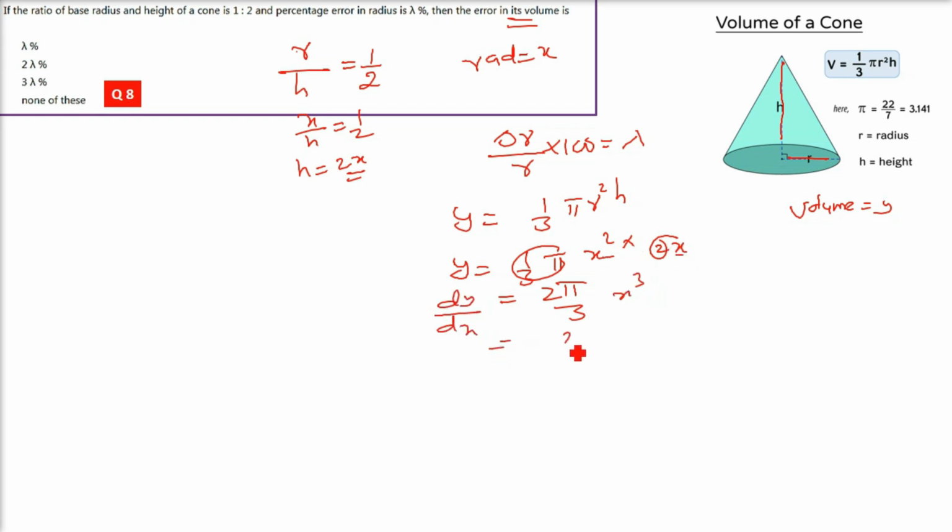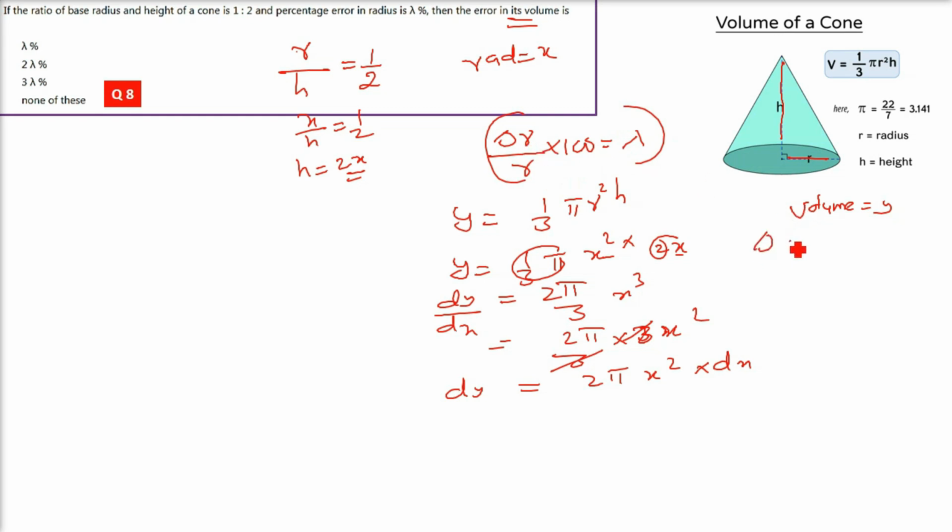Now I am differentiating dy by dx, so it will be 2 pi by 3. X cube will be 3x square. 3 gets cancelled. You have 2 pi x square. This is your dy by dx. dy by dx is 2 pi x square. And dx goes on the right. We have this one as what? Delta x by x into 100.